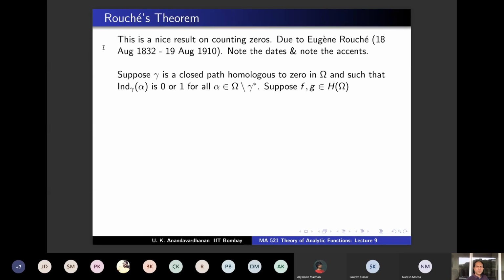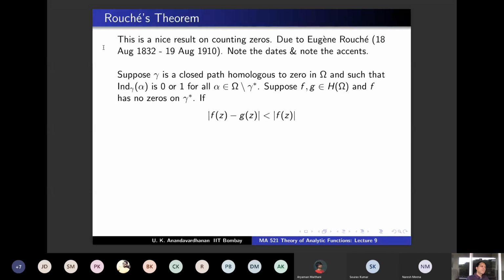So suppose f and g are in H(omega). With Rouché's theorem, you want to conclude about the number of zeros inside a curve based on the number of zeros inside the curve of another function. You want to compare the number of zeros of f and the number of zeros of g. It will have many beautiful applications. So suppose f and g are in H(omega), and also assume that f has no zeros on gamma star. This was an assumption in my argument principle, so I am assuming it because I'm going to apply the argument principle.